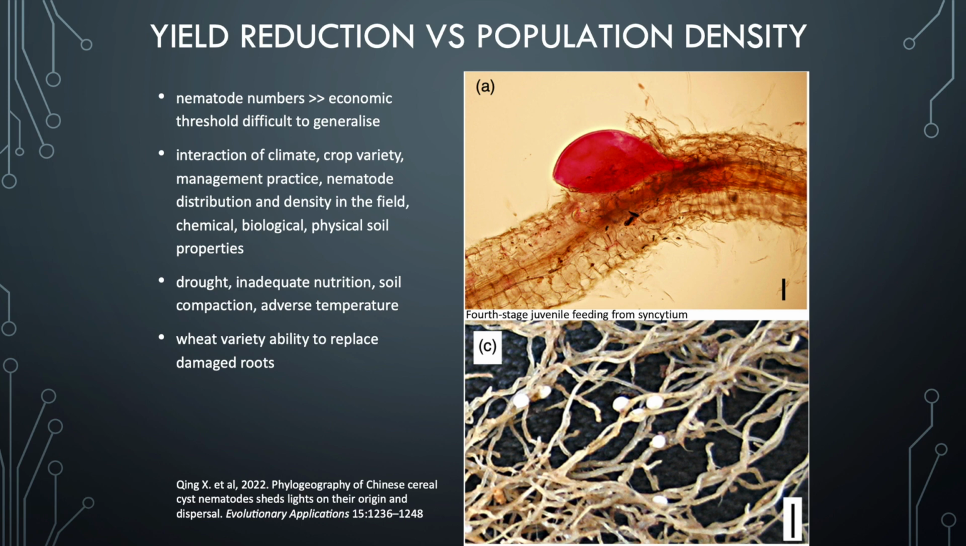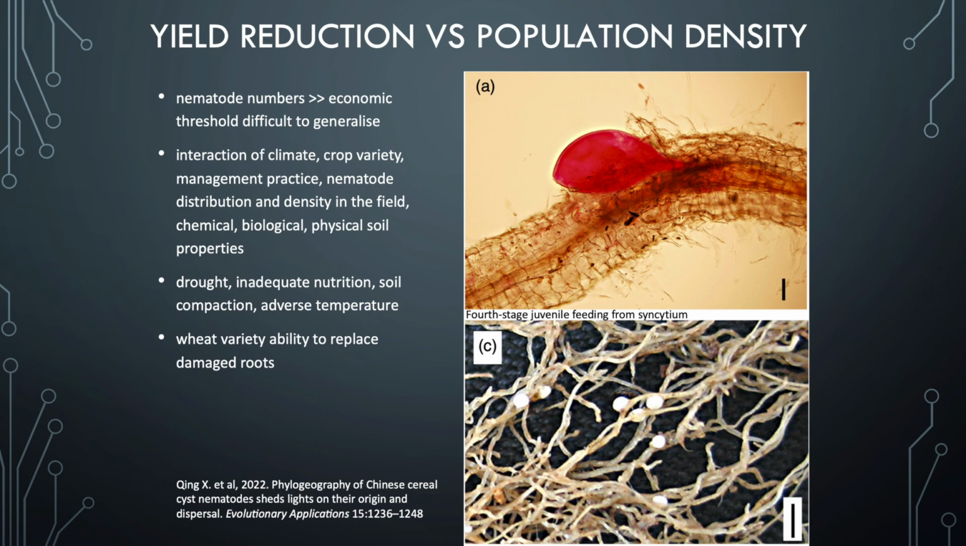And this is because there is an interaction of climate, crop variety, management practice, nematode distribution and density in the field, as well as chemical, biological, and physical soil properties that affect the intensity of the infection within a specific field. Additionally, drought and inadequate nutrition, soil compaction, and adverse temperatures have a significant impact on how the infection proceeds and the severity of that infection in terms of crop yield.